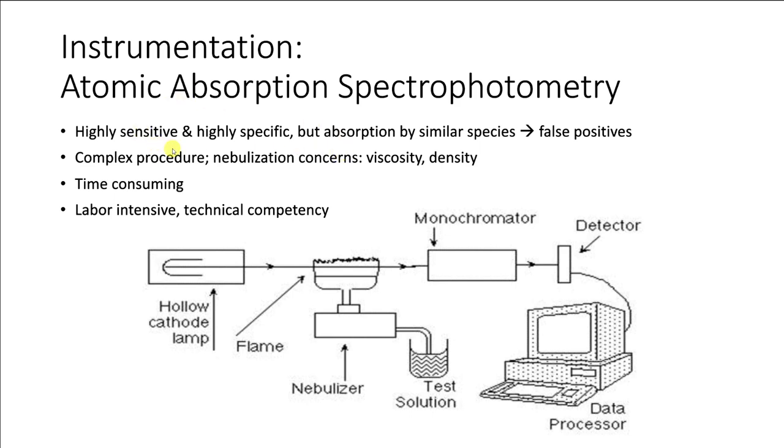It's a really complex procedure. We get a little worried about nebulization if the sample is too viscous or too dense. It's really time consuming, and it's also really labor intensive. If a lab has atomic absorption, they're going to make sure you're very technically competent, able to not only run the analyzer, but also keep that space clear of any contaminants that may cause false positives. And this is how that breakdown works here.